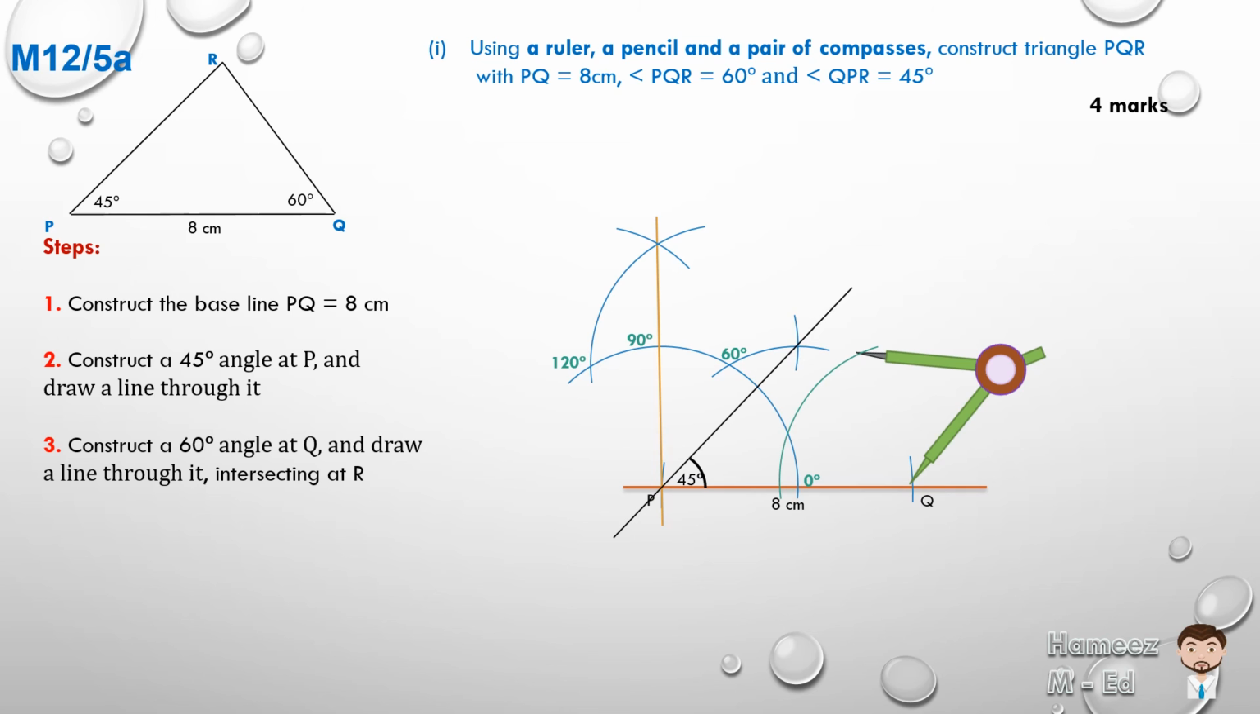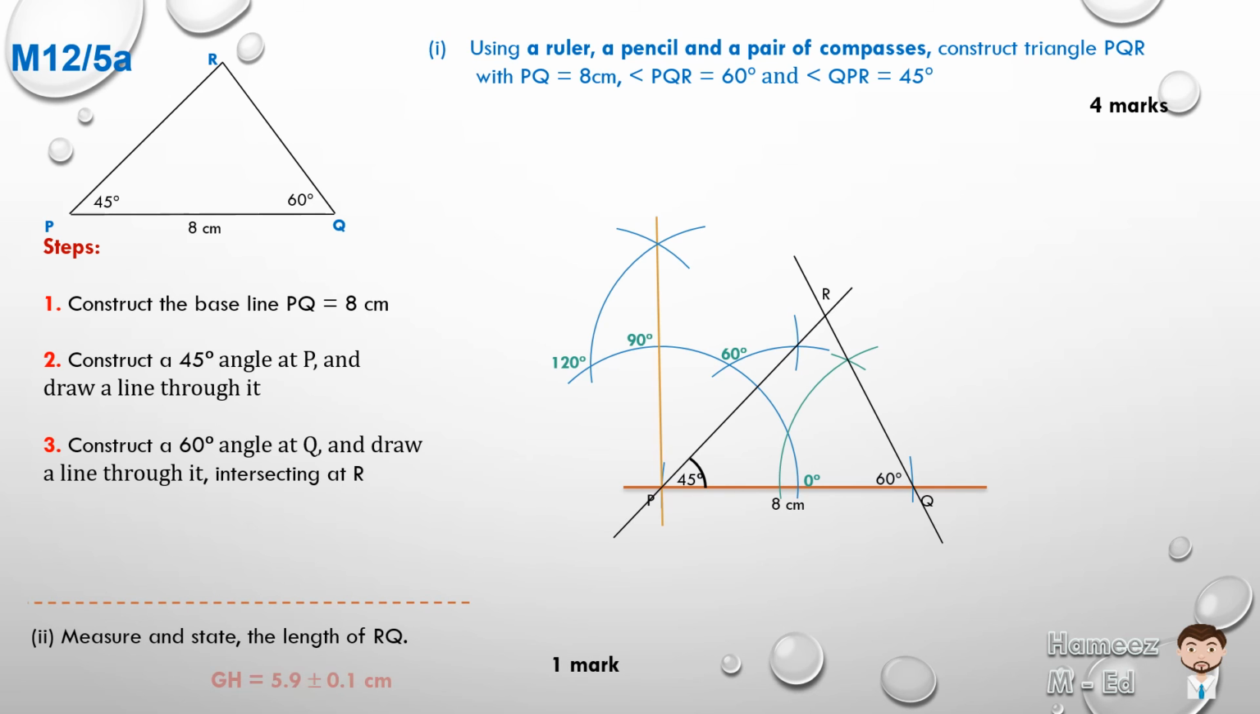So we know we're making another protractor, and we know where the 0 degrees is on the left hand side, kind of like in the middle of the PQ line. We rest our metal point on that, and we scribe our arc where it cuts, and that's 60 degrees, that intersection. So we draw a line from Q through the intersection up, and where these two black lines intersect, that will be R. So part 2 of the question, measure and state the length of RQ. And we just use our ruler.